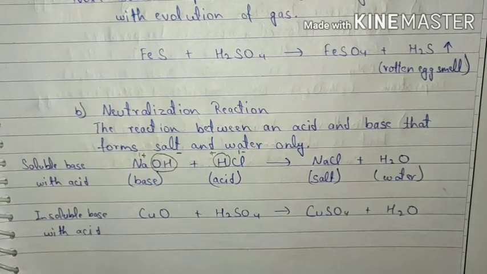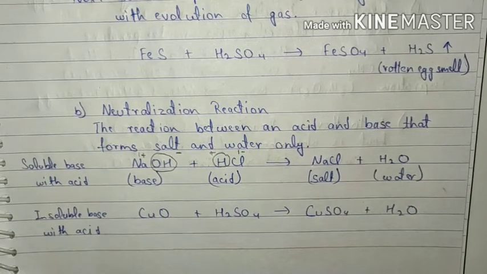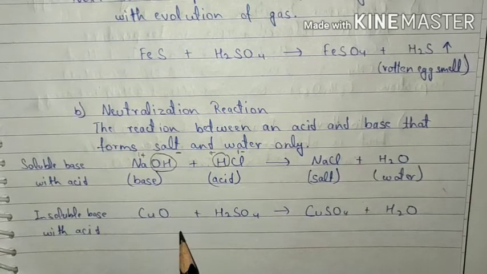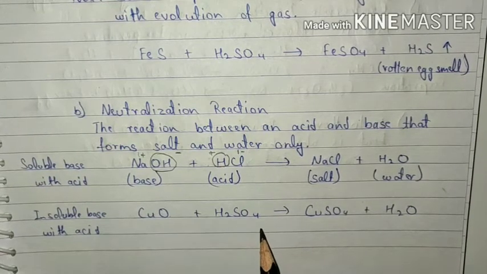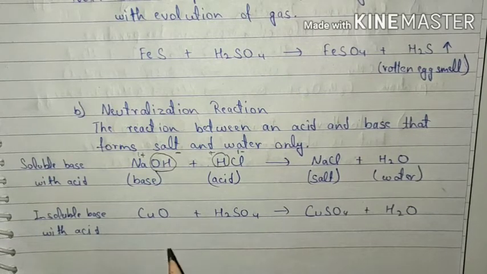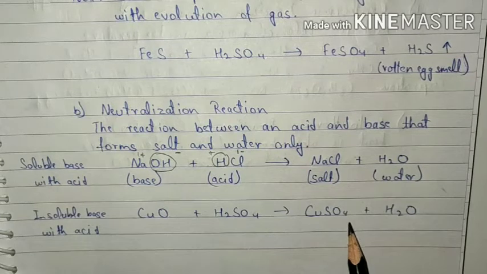Let's move on to the next example where we have taken an insoluble base and we are reacting it with an acid. So when we take copper oxide and react it with sulfuric acid, what are we observing? We observe formation of copper sulfate, a salt, and water.